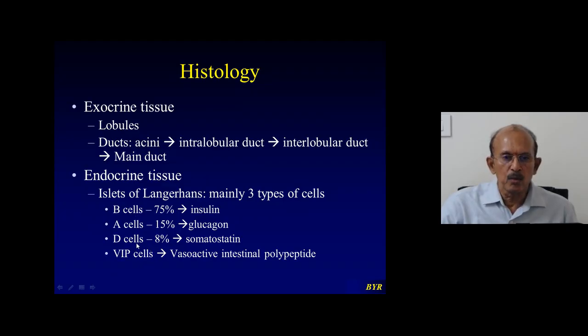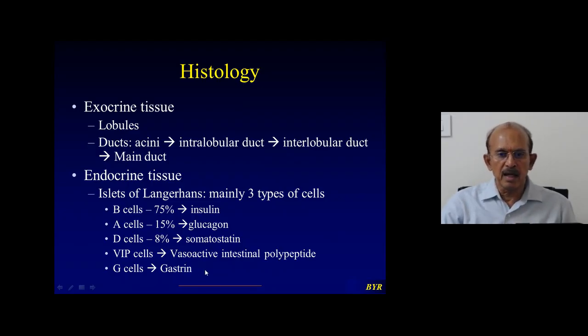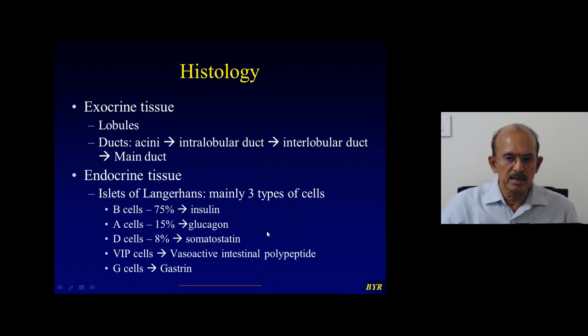The other cells are VIP cells, secreting vasoactive intestinal polypeptide hormone. G cells secrete gastrin. They are mostly situated in the head and neck of the pancreas. G cells are present apart from the pancreas. In which other organs or viscera are G cells present?